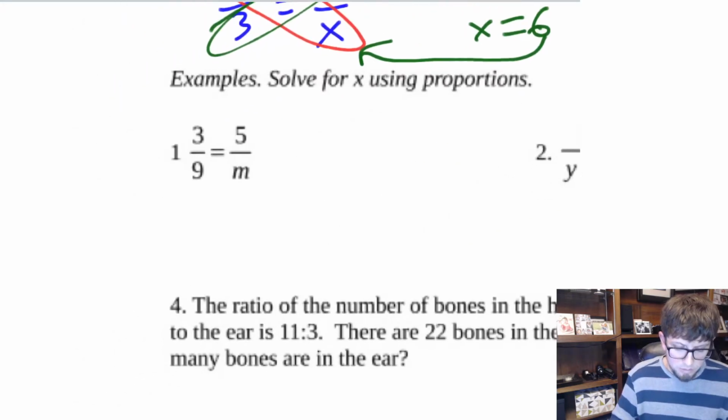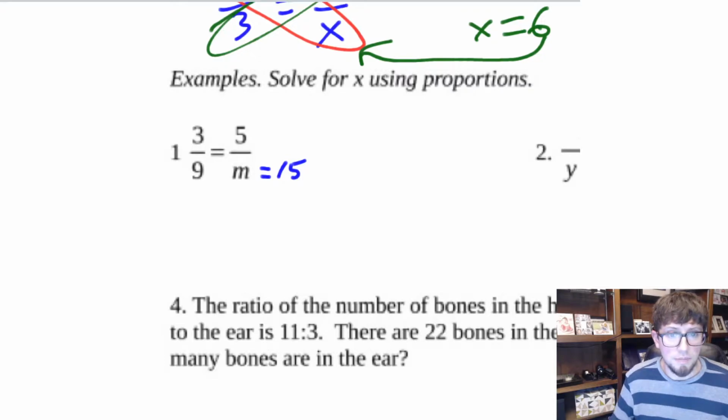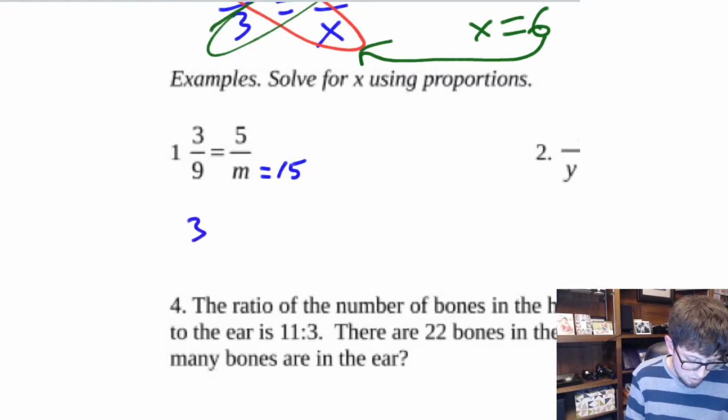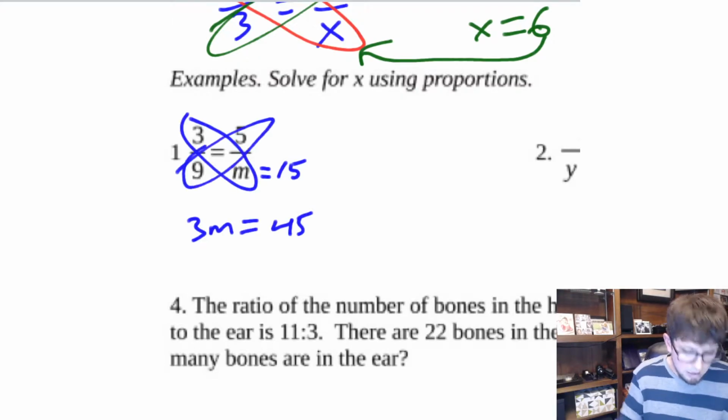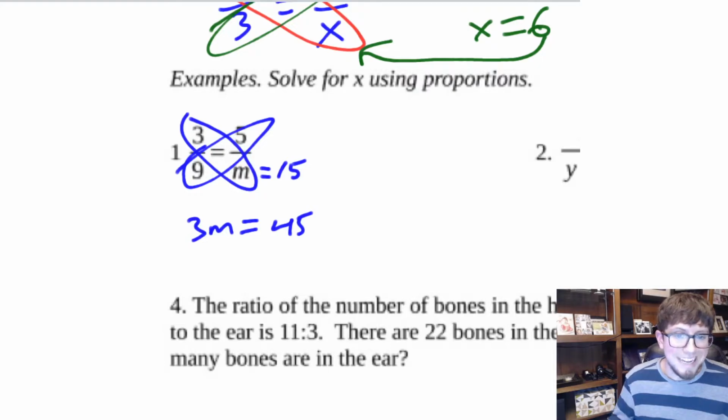Let's look at a few problems, some examples. Here we have a proportion, 3 is to 9 as 5 is to m. So you might notice that 3 times 3 is 9. So could you do 5 times 3 and get an answer that m is equal to 15? Yes, you could. That totally works. You could also cross multiply. 3m is equal to 45. And if you divide by 3, you also get 15.